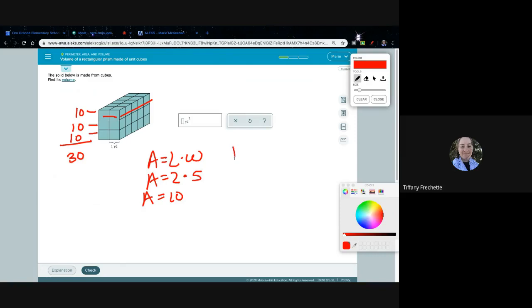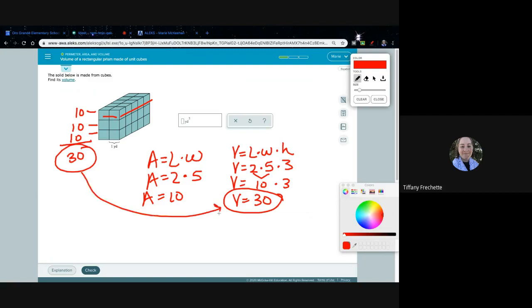So again, if we apply the volume formula, I have length times width times height. Volume equals length is 2, width was 5, height is 3. So V equals 2 times 5 is 10, and then I bring down the times 3. V equals 10 times 3, and I get 30. So do you see, I still get the same number using this other method.